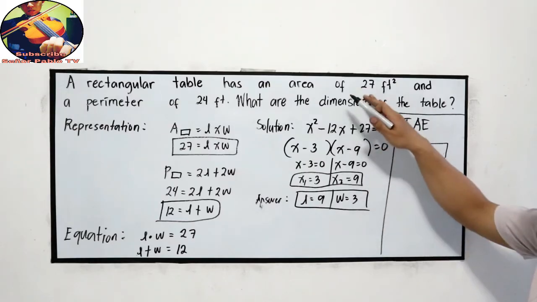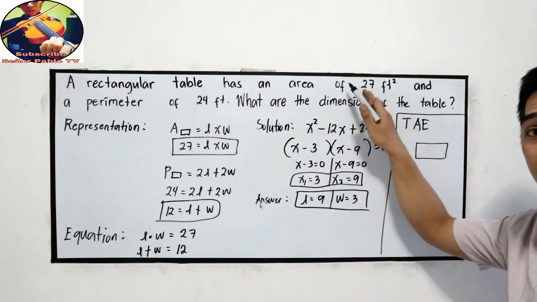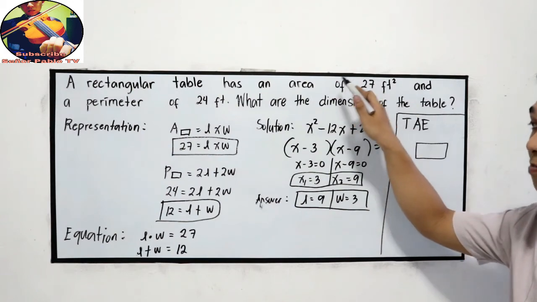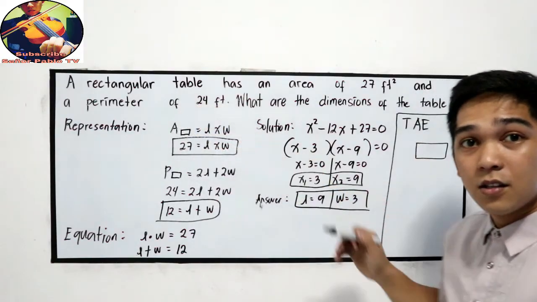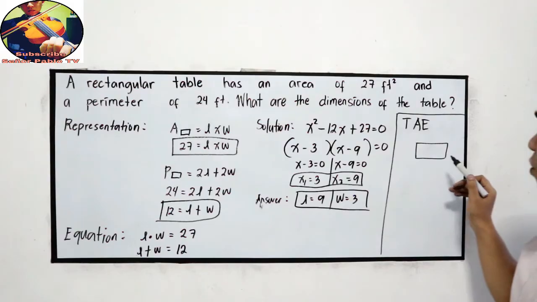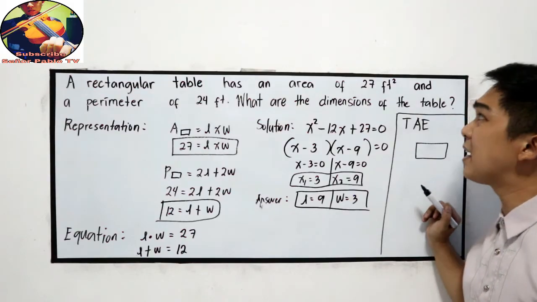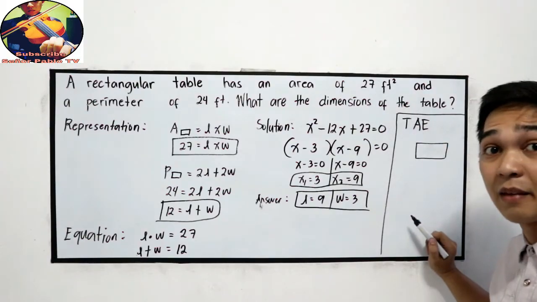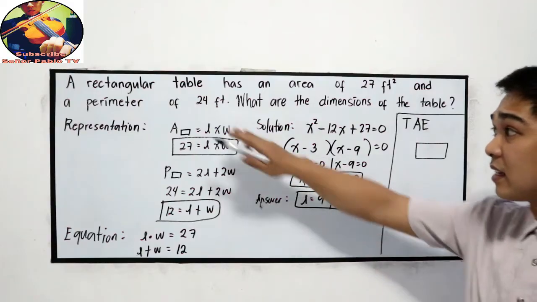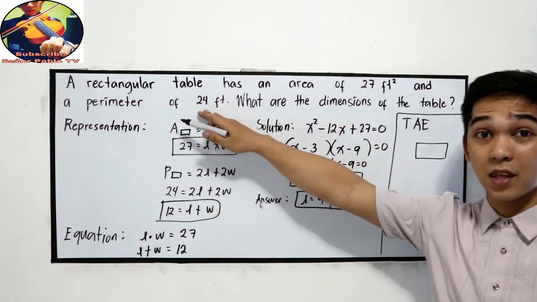Ang kanyang area ay 27, at ang kanyang perimeter ay 24 feet. So, ano ba yung makukuha natin? Pag naiisip pa lang natin, ang factors ng 27 talaga is 9 times 3. Pero kailangan natin i-check yung kanyang perimeter.